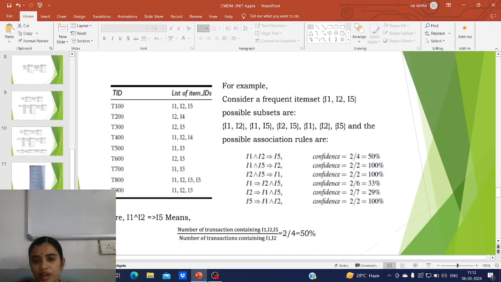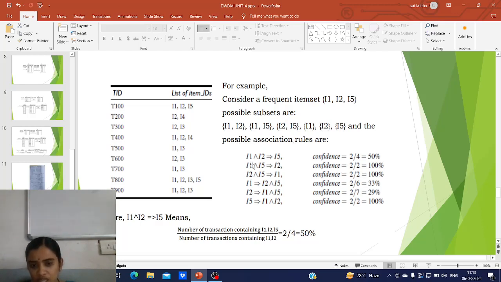Here I am taking only one frequent item set. How to form the association rule? Based on this item set, again you have to divide the item set into different possibilities. So I1, I2, I1, I5, I2, I5, I1, I2, I5 are the different subsets. Again you have to form the association rule.